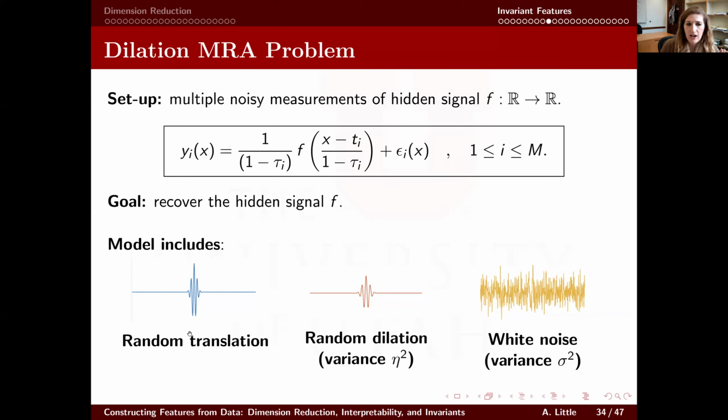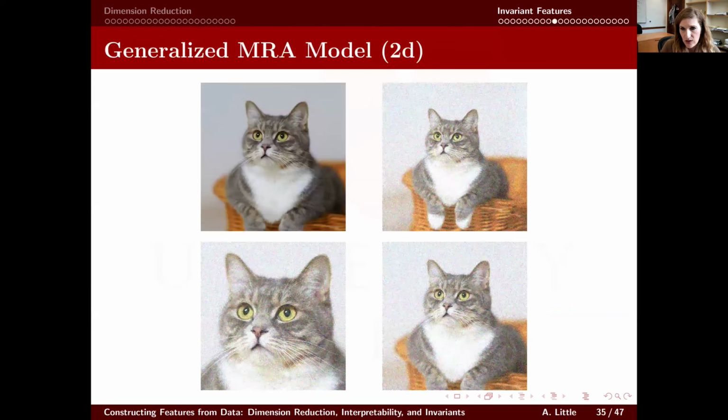So we have a hidden signal. It's now going to be randomly translated along some axis, randomly dilated with some dilation factor, the variance of that dilation distribution being eta squared, and then still corrupted by additive noise. From all of that noisy data, you're trying to recover the hidden signal. Here's an illustration of the model in 2 dimensions, where from all of these noisy images of a cat at various amounts of zoom, and the cat could be shifted around, we're trying to recover a high resolution image.